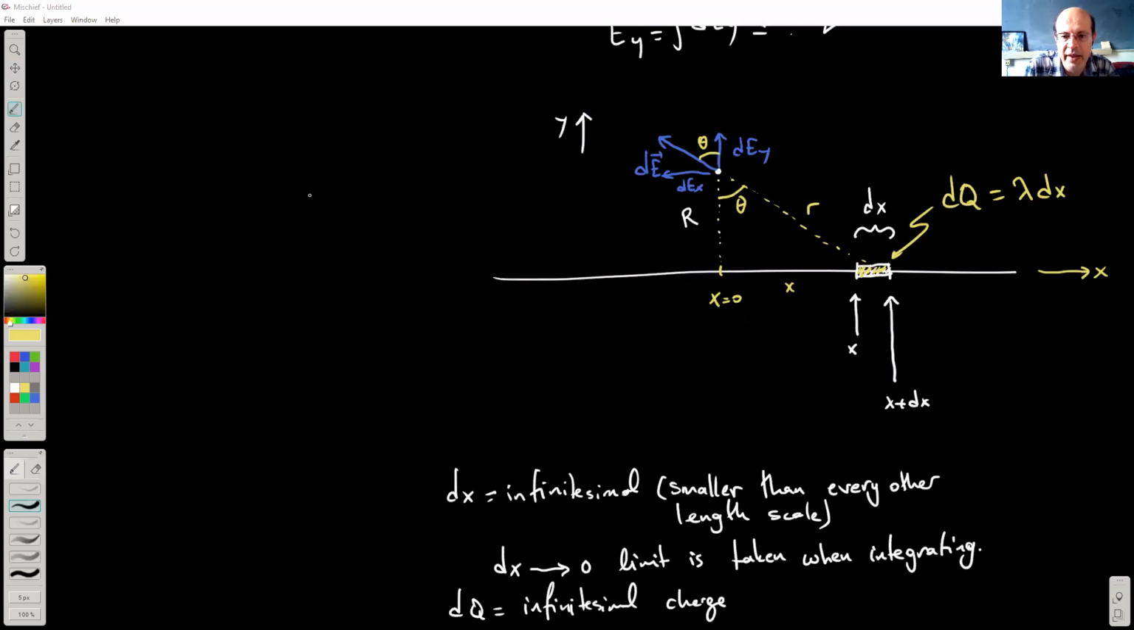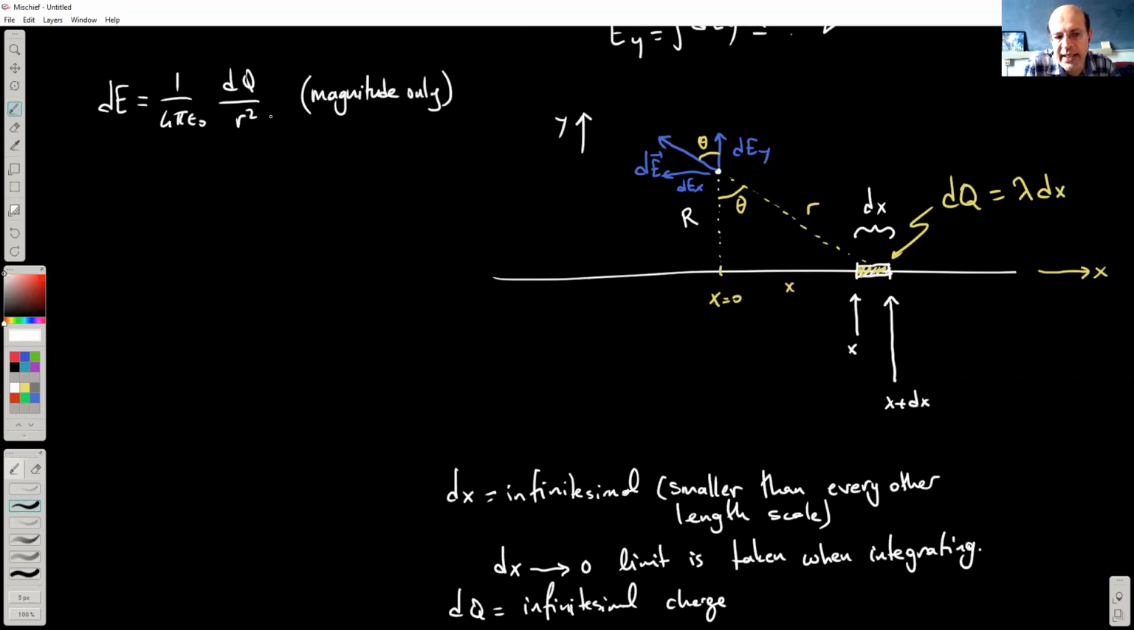Okay, so this is what I do. First of all, I write the magnitude of the electric field dE. So that's just the magnitude only. So we have dq divided by r squared. It's the magnitude only.